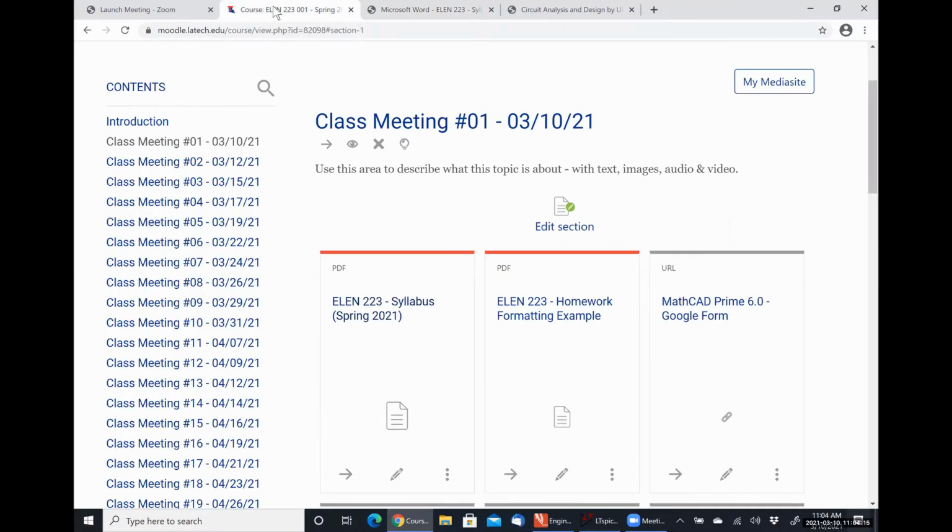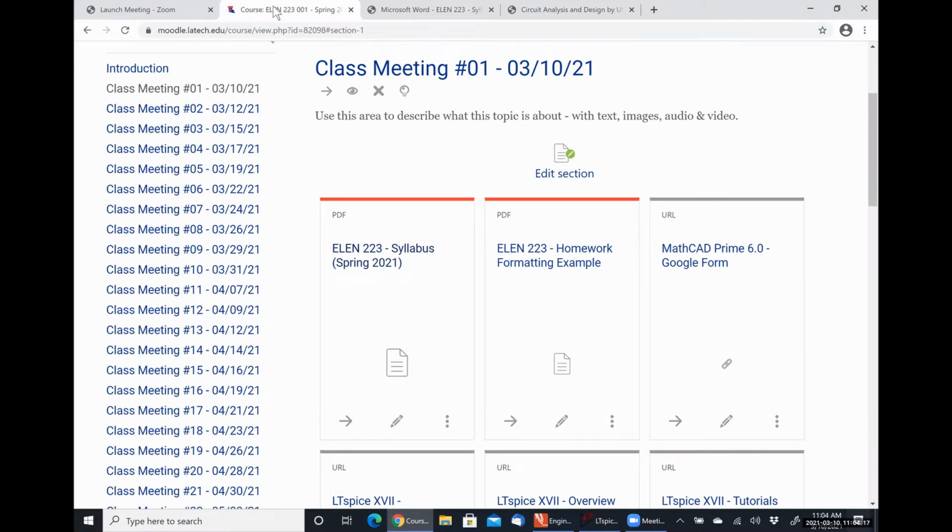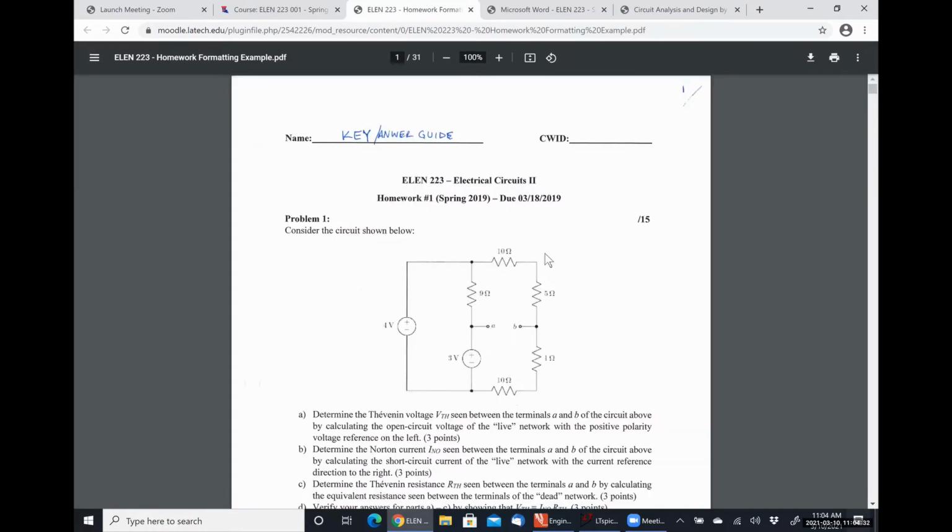So while we have homework on our minds, I have posted here in the class meeting #1 section a homework formatting example. I want to spend maybe 2 or 3 minutes going over it with you. I will happily answer any questions you may have, and then I will consider that this issue has been covered. So my expectation for you on your homework assignments, not all of them will be 31 pages like this one is. Probably most of them will not be even near that.